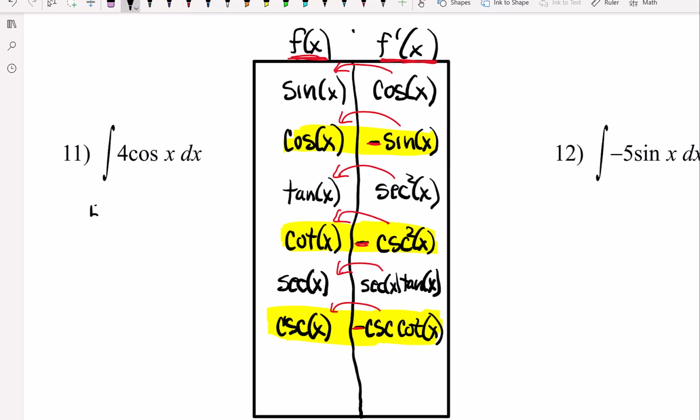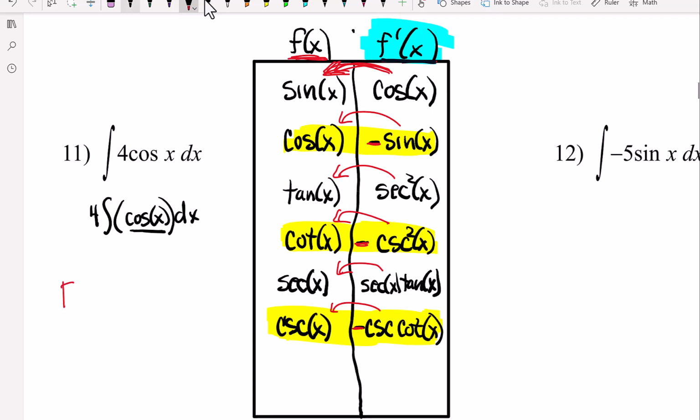Go ahead and rewrite this with the constant pulled out, because then you can focus on cosine, which is what we're integrating. So you look in the derivative column and you work backwards. If cosine is the function to integrate, working backwards, it's sine x.